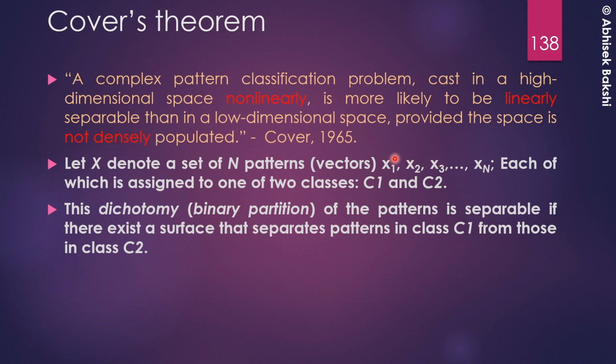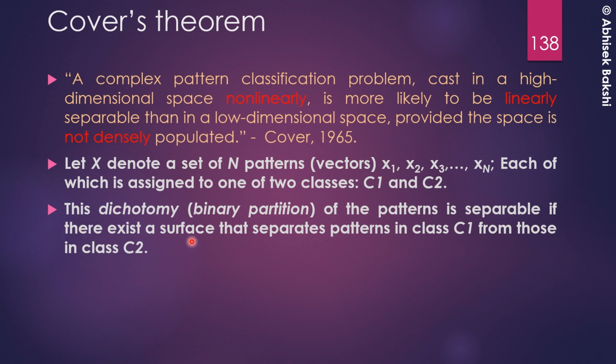Maybe x1 can be of class C1, x2 can be of class C2, x3 can be of class C1 again, something like that. That is what is written here, that each of which is assigned to one of the two classes C1 and C2. So among these n points, some of the points are from class C1 and some are from class C2. It's a binary classification situation.